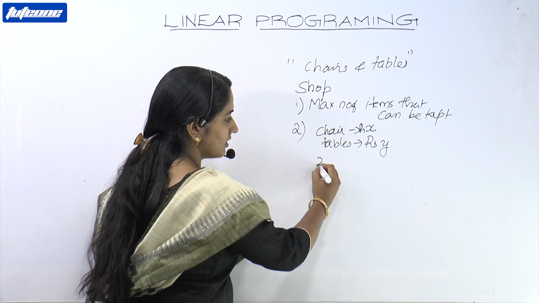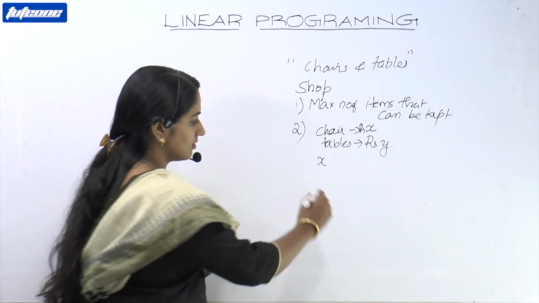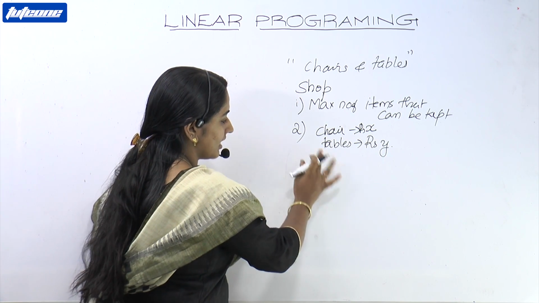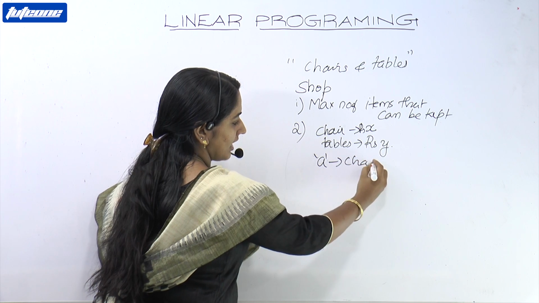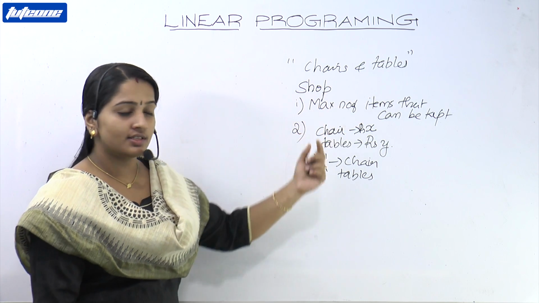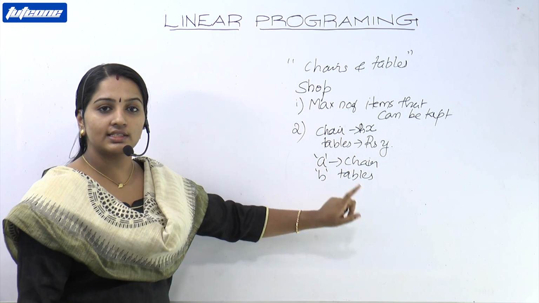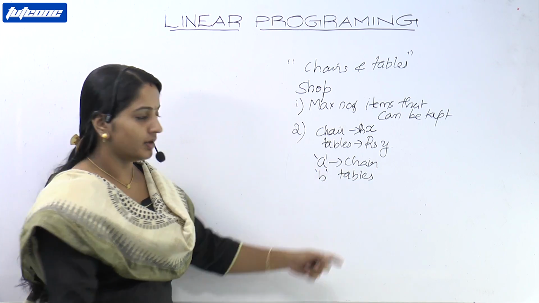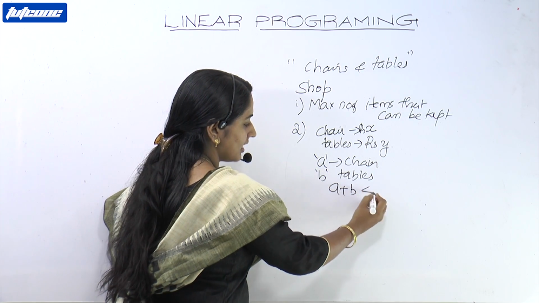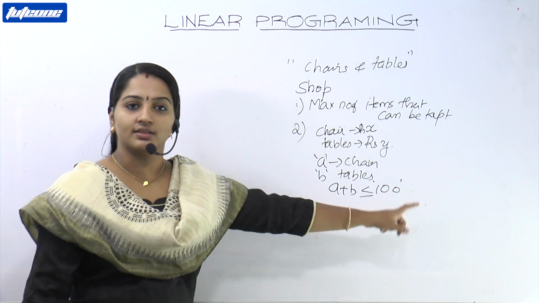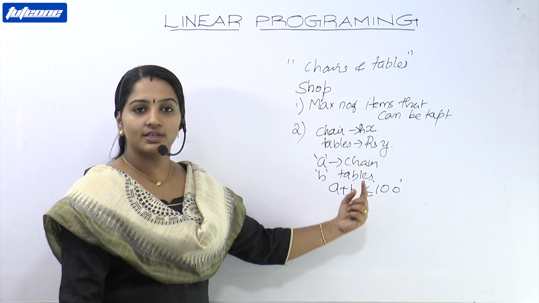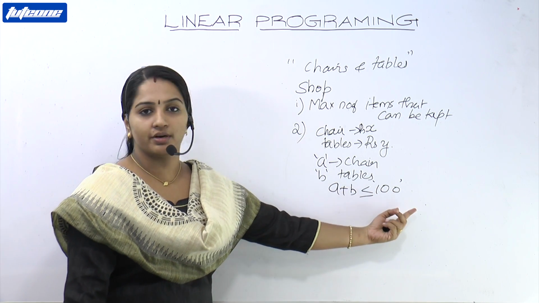So how much ever number of chairs, say chairs cost X rupees and tables cost Y rupees. Suppose there are A number of chairs and B number of tables that I am buying. So the first condition is the maximum number of combinations of chairs and tables that I can keep in my shop would be A plus B, correct? That is the total items. So that should be less than or equal to the maximum number of items that I can keep. So the first condition is that A plus B should be less than or equal to 100.